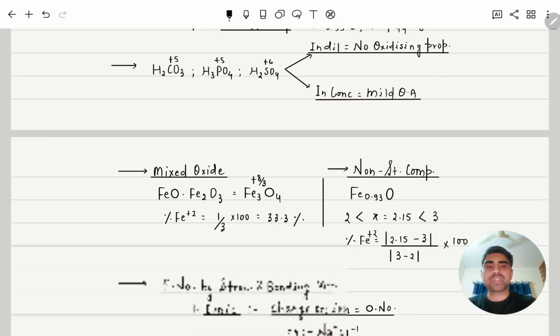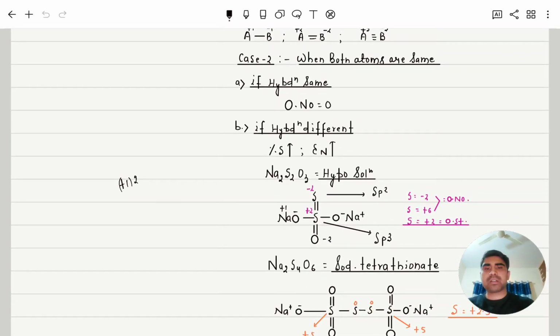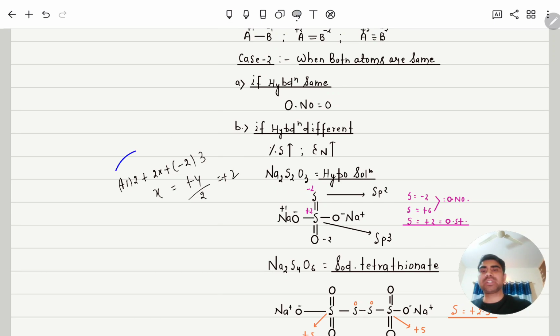So coming back, you can see here sodium is always +1, so +1 into 2, plus sulfur we need to calculate, 2x, and oxygen is -2, oxygen is -2 into 3. So overall how much? 3 times 2 is 6, -6 plus 2 plus 2x is equal to 0, so x is 2. So this is its oxidation state, not oxidation number.